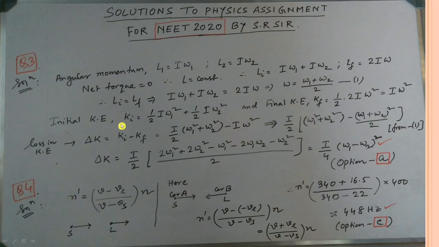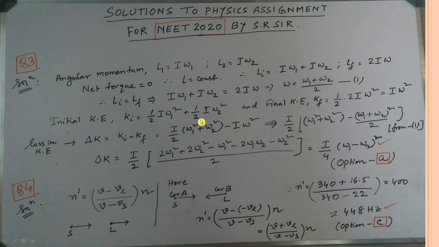Now the initial kinetic energy. Kinetic energy is half I omega square. So the initial kinetic energy of these two is half I omega 1 square plus half I omega 2 square. And the final kinetic energy is half into 2I, the moment of inertia of the two disks as a whole, into omega square, so it is basically I omega square. The loss in kinetic energy means initial minus final. As we are calculating the loss, we are doing initial minus final.